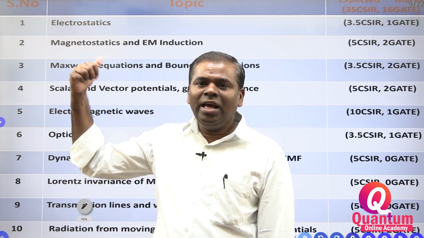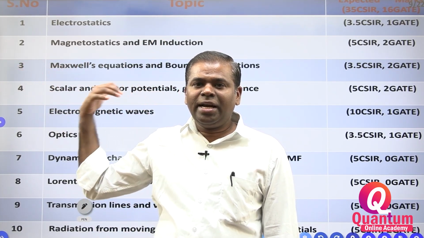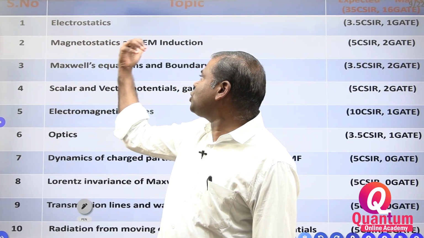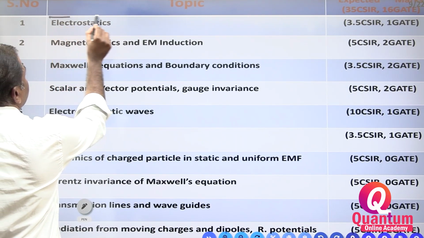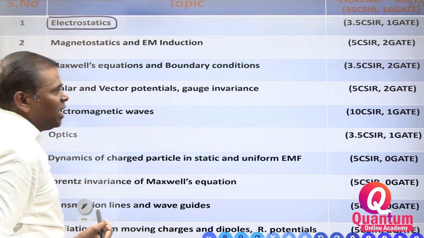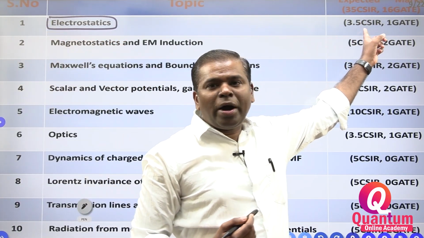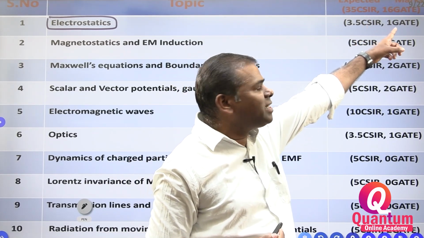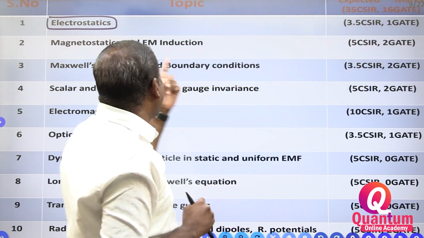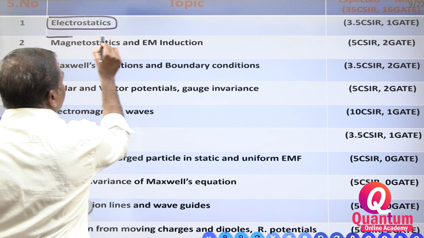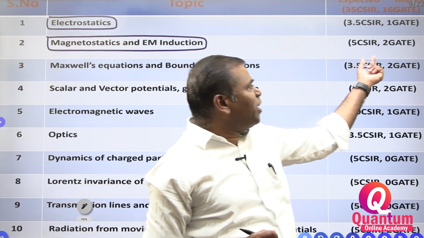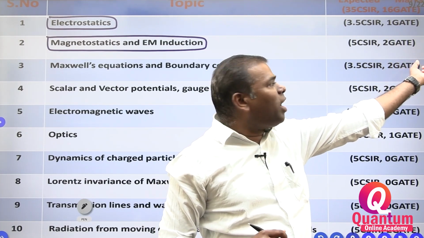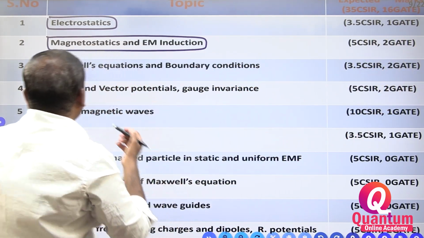First part is electrostatics. Second part is magnetostatics and electromagnetic induction. What is the weightage for electrostatics? 3.5 marks they will ask in CSIR, 1 mark for GATE. Next, magnetostatics and electromagnetic induction: there also 5 marks in CSIR, 2 marks in the GATE examination.